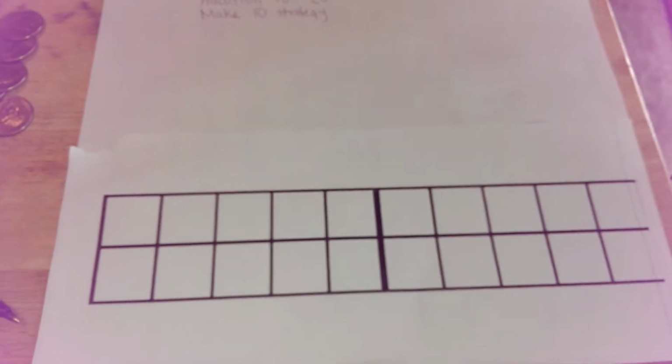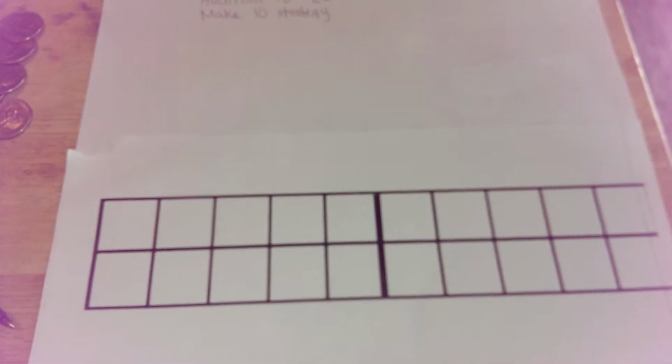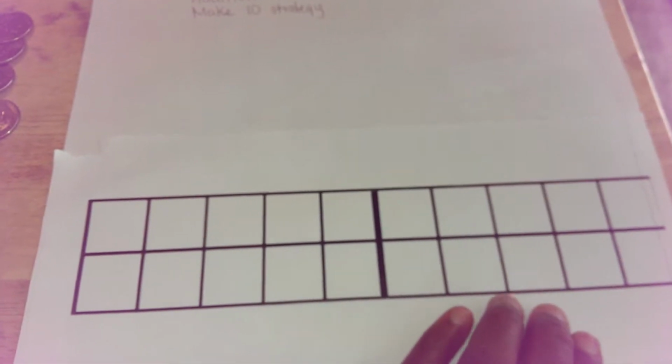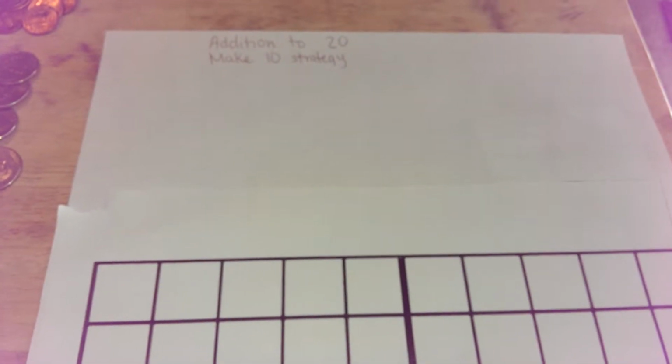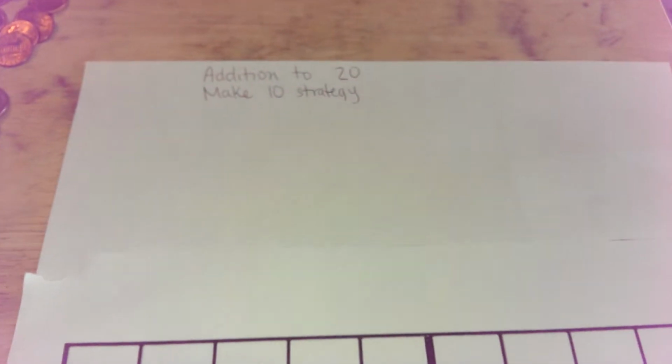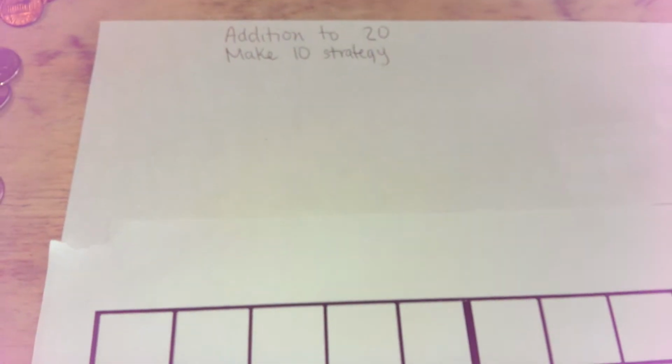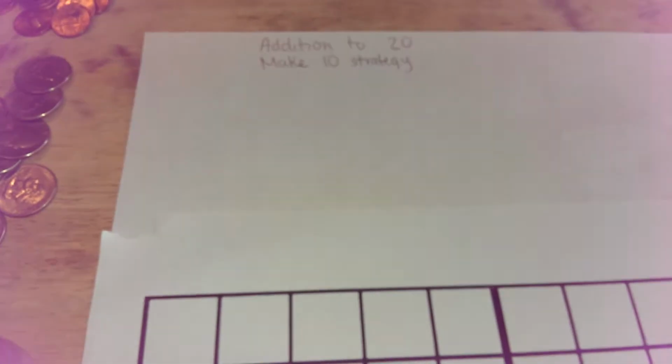The main tool that we use for the Make 10 strategy is a double 10 frame. If you notice this picture, this is the double 10 frame. There's going to be 10 boxes on this side and then 10 on this side, so that we can get any total between 0 and 20 when we are adding. Let's do a problem that looks like this. Let's add 9 plus 4.